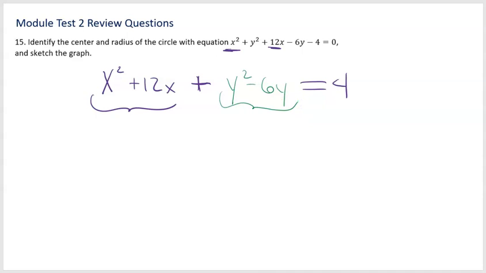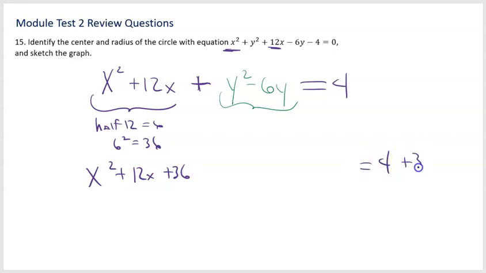Now, to complete the square, you're supposed to take half of that x term, which half of 12 is 6, and then square it. Okay, so half of 12 is 6, and then 6 squared is 36. What do I do with that? I add it. So x squared plus 12x plus 36. The fact is, I have to come over to the other side and also add 36 so my equation stays balanced. We do the same thing down here.